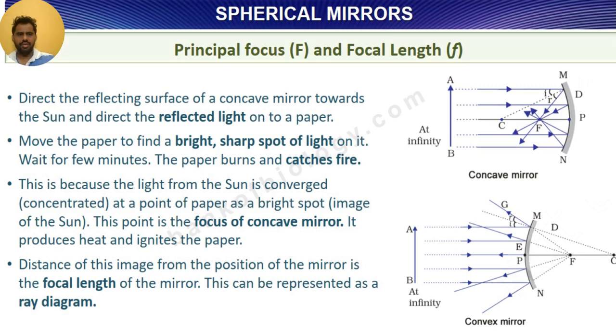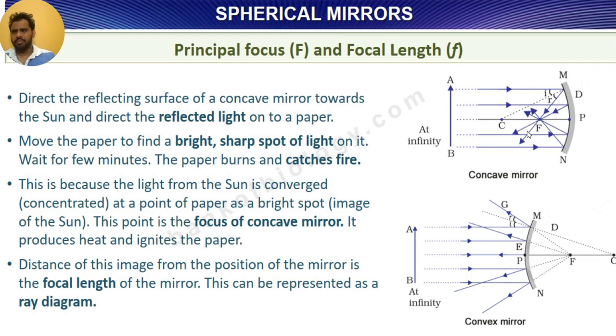So this is the concave mirror. From infinity some rays are coming and hitting the concave mirror. Whenever rays of light are coming from infinity and strike the mirror, they all converge towards the focus. Direct the reflecting surface of a concave mirror towards the sun and direct the reflected ray on the paper.